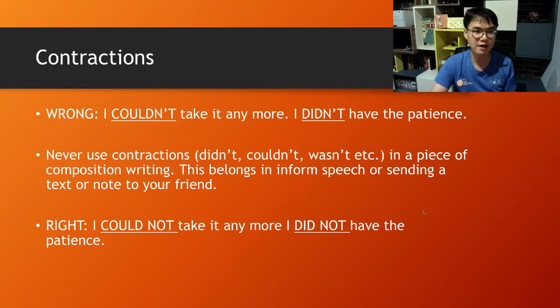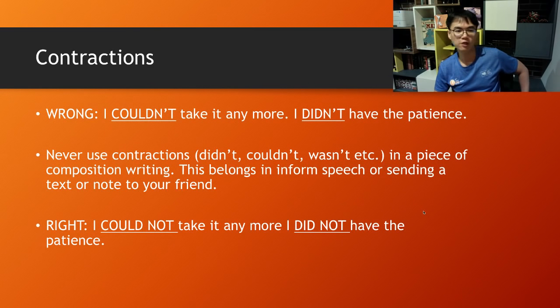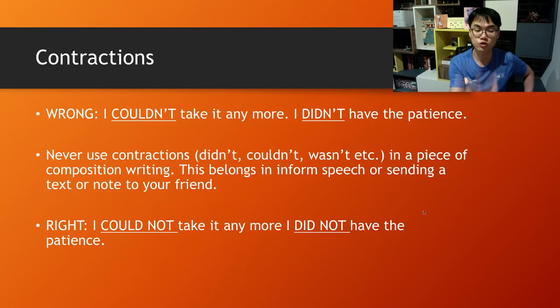Let's go to the next slide. Contractions. Okay, this is another very common mistake. Some of you, when you talk, you use contractions. I couldn't take it anymore. I didn't have the patience. I don't, I can't, I won't. Don't ever use contractions in your formal writing, your compo writing, because it's considered informal and it shouldn't be informal writing. So when you're writing a composition, always use the full form.